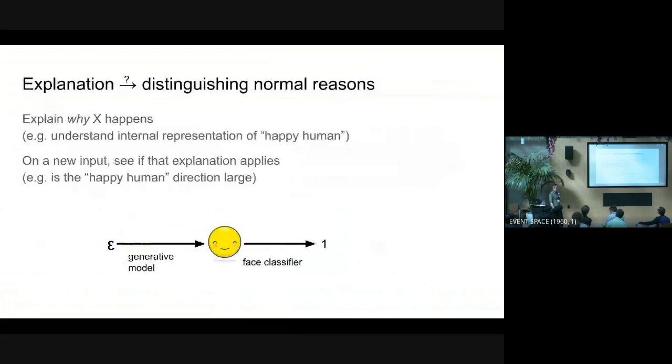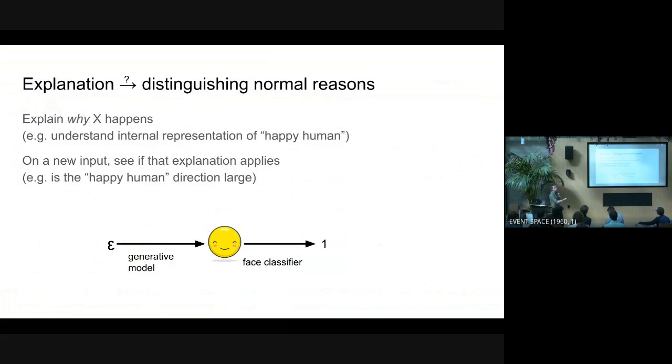One hope for doing this is that if we can explain why X happens, if we can look inside the model at the actual way in which the weights and activations combine to produce this effect, we understand the internal representation of happy human. We find the happy human direction. Then we can look at a new input and see if the explanation applies. If you see random static, it won't have a big activation in the happy human direction. So by looking at the activations, once you have this explanation in hand, you can tell: was this normal output produced for the normal reason? Or in this case, just by coincidence, or by random static, or some other kind of weird reason.